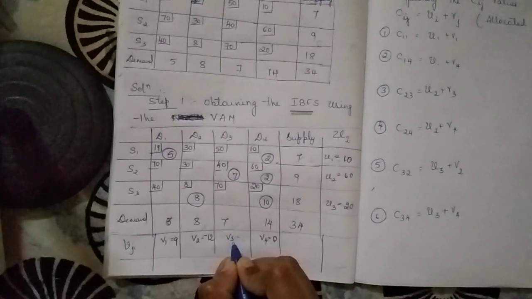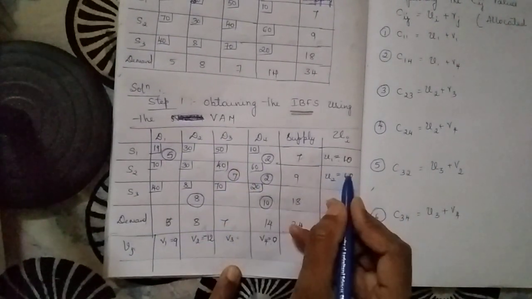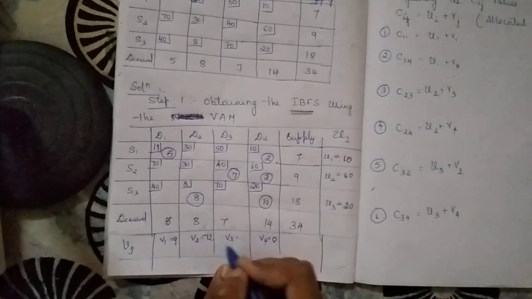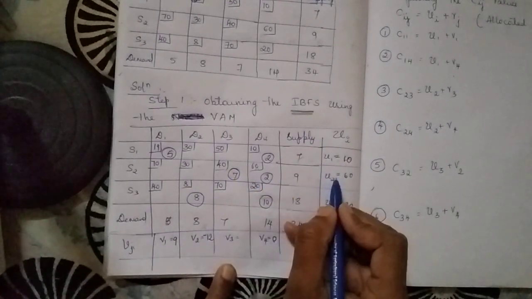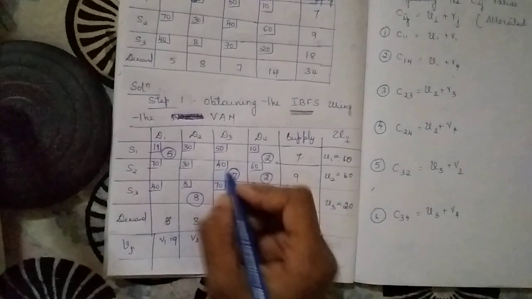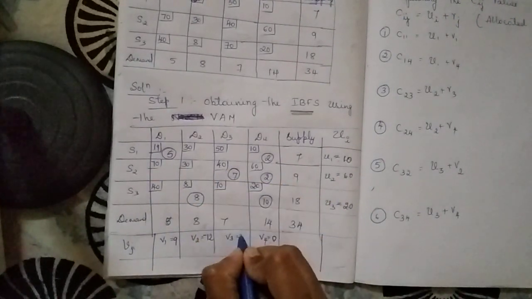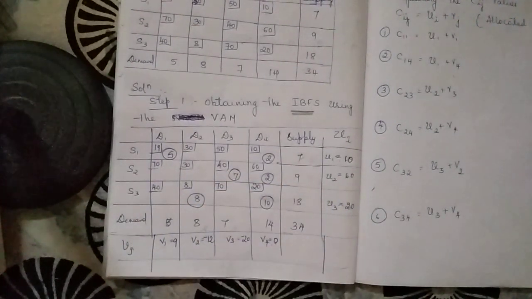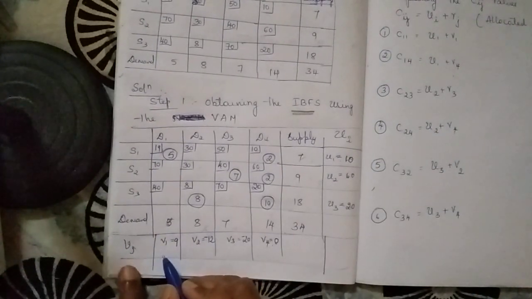Coming down to v3, we have to see the intersection of ui with vj. The intersection point has to be u2 and v3, correct? So 60 we are having. If I have to arrive at 40, I have to deduct 20. So this is how I arrive at the ui and vj values.